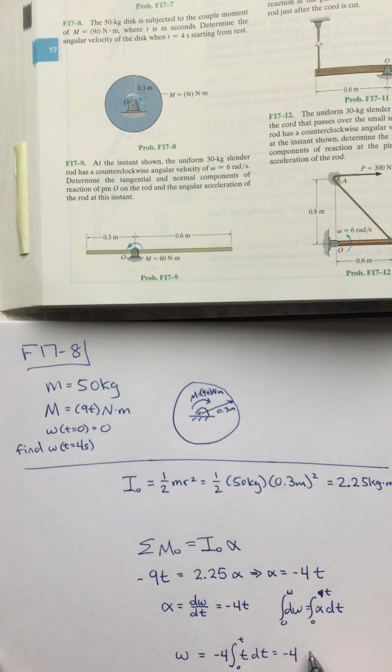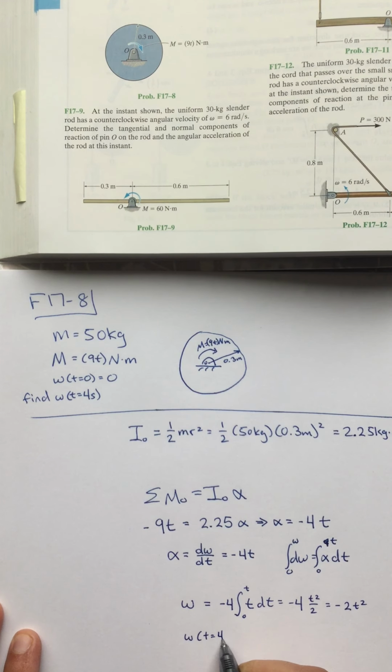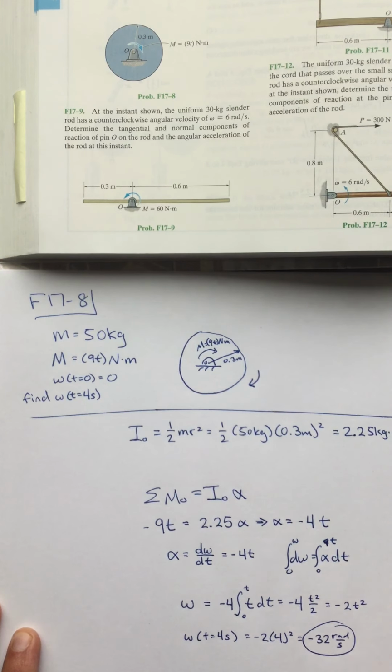So when I integrate that, I get t squared over 2. So that's -2t squared. So now I have omega as a function of time. I want omega when t is equal to 4 seconds. That's -2 times 4 squared, which is equal to -32 radians per second. And again, it's negative because the angular velocity is this way. So that is the solution to fundamental problem 8.